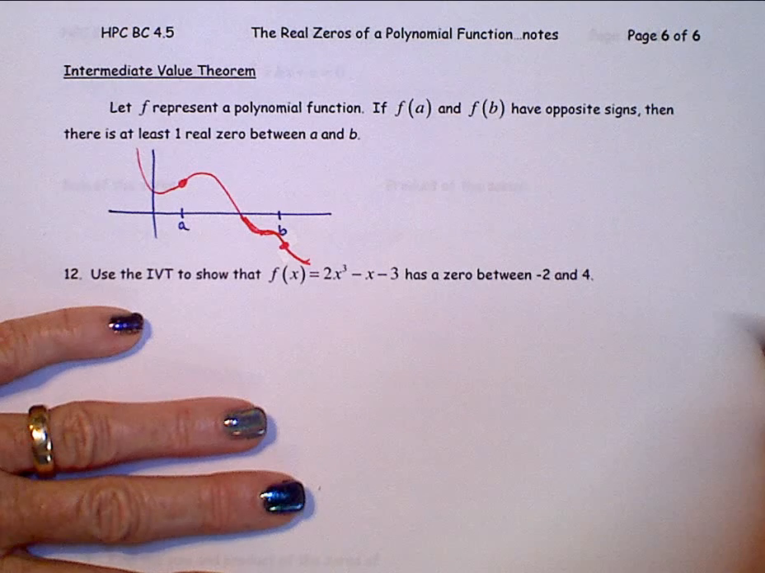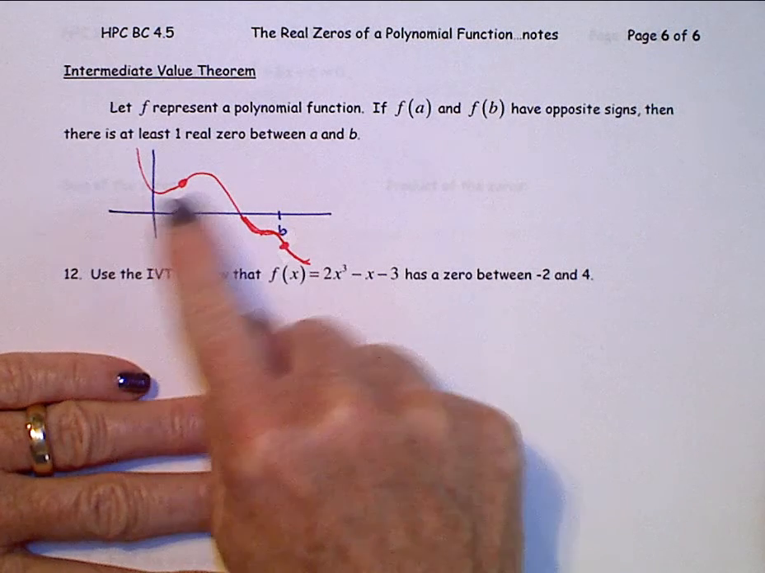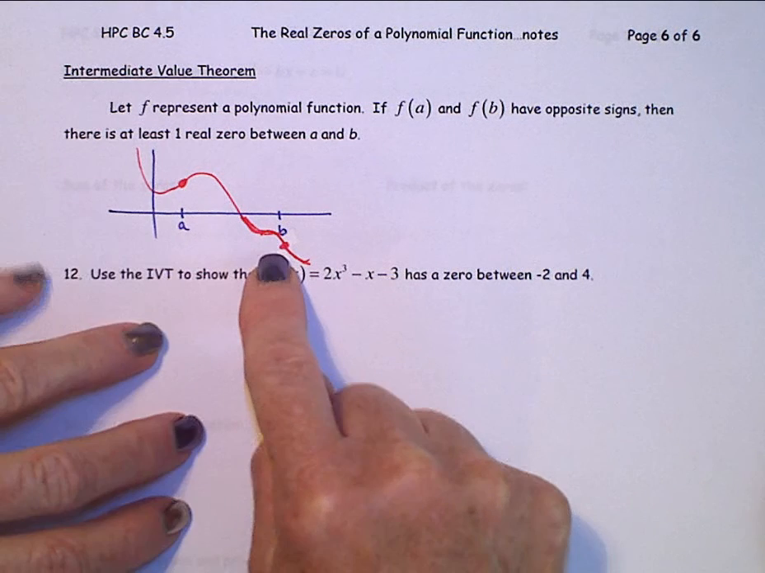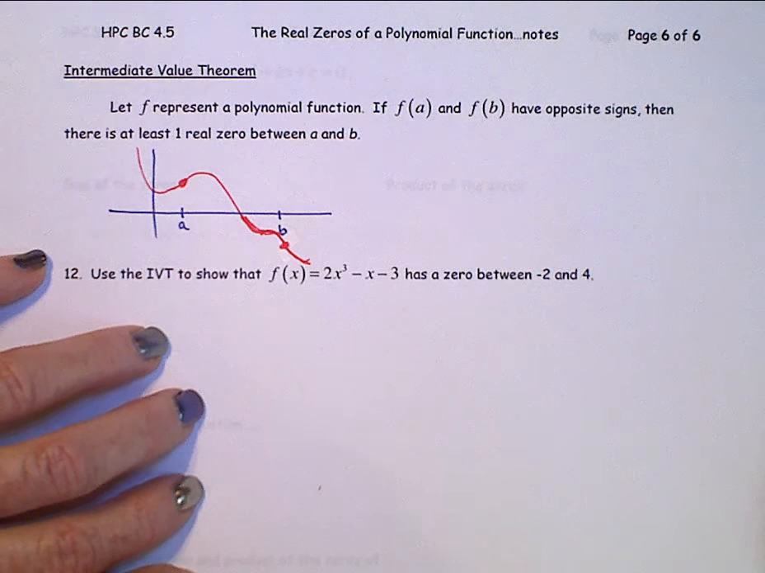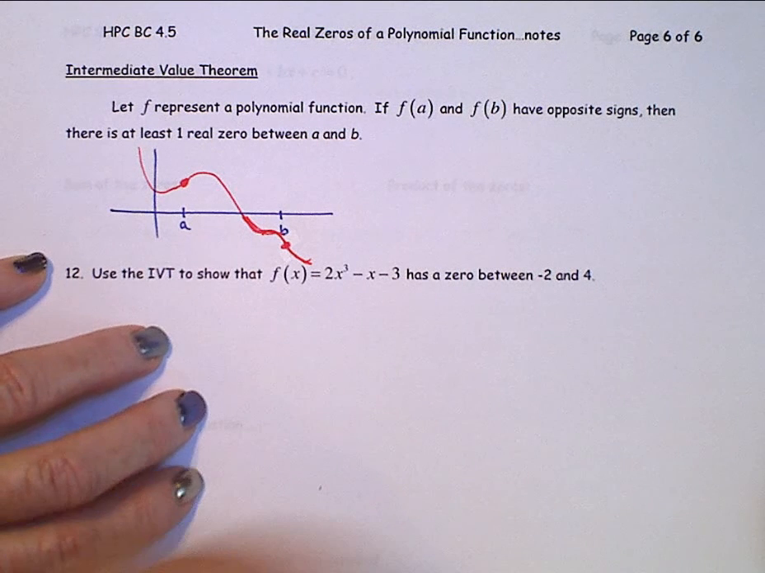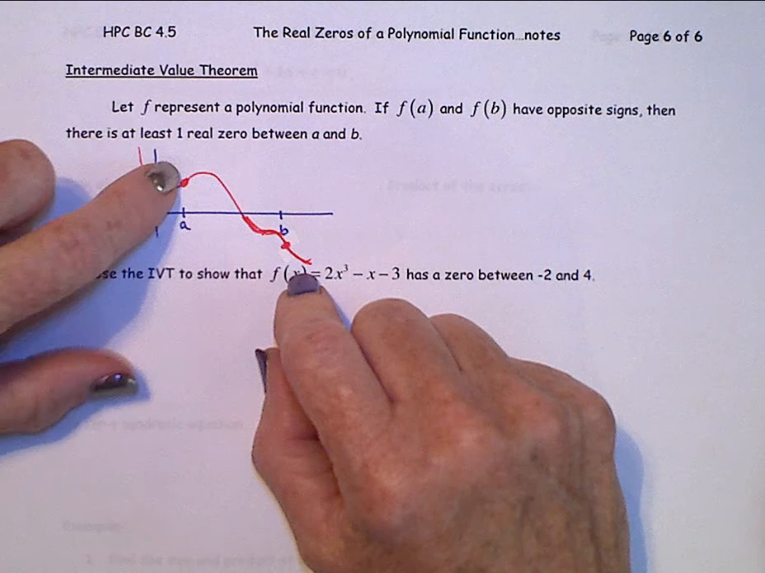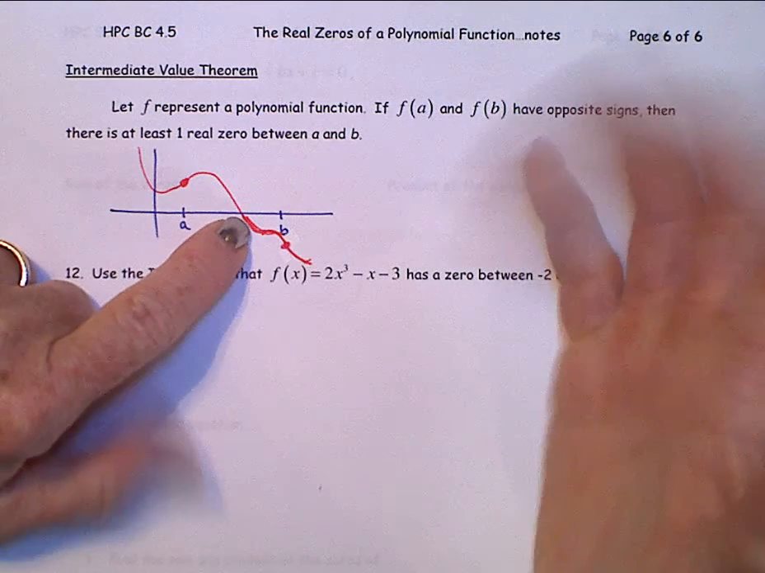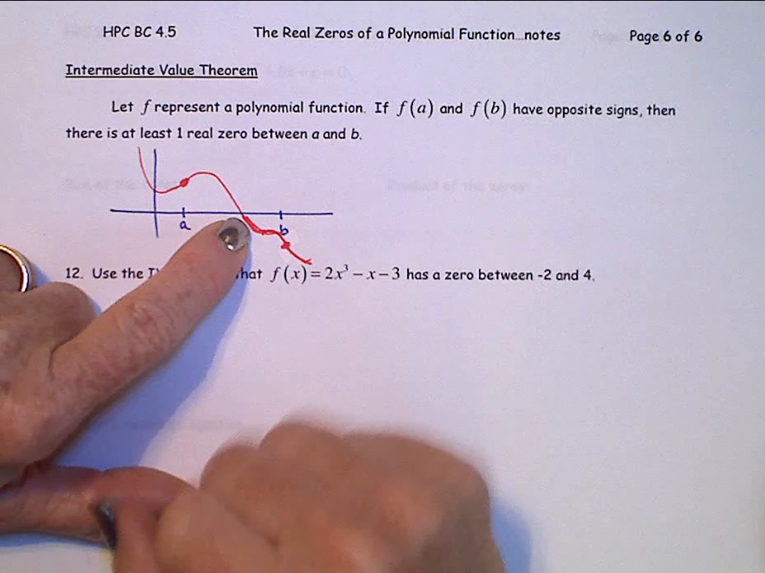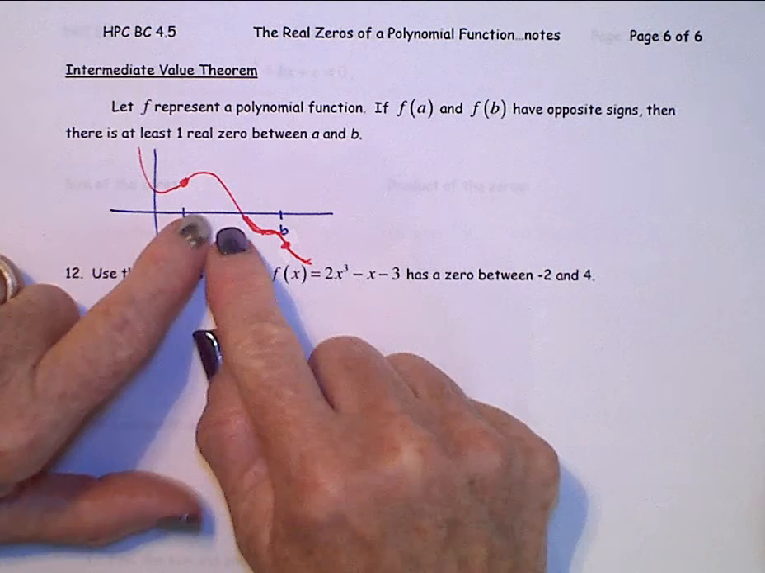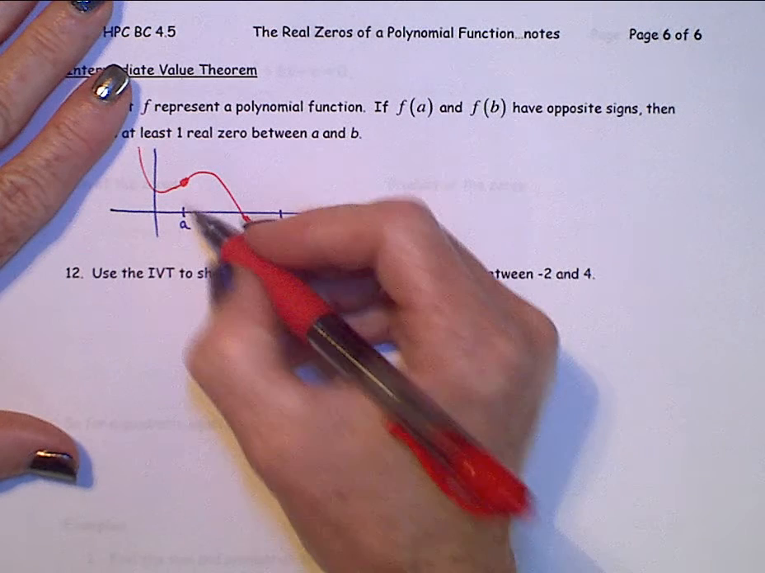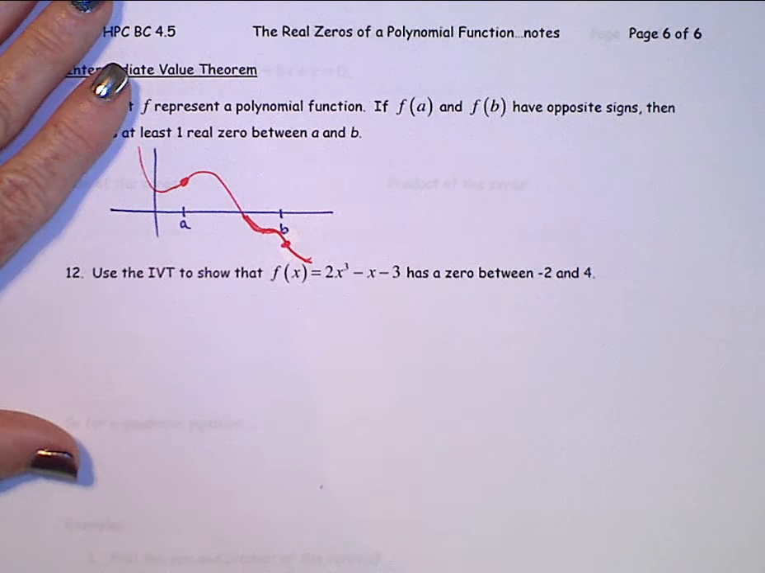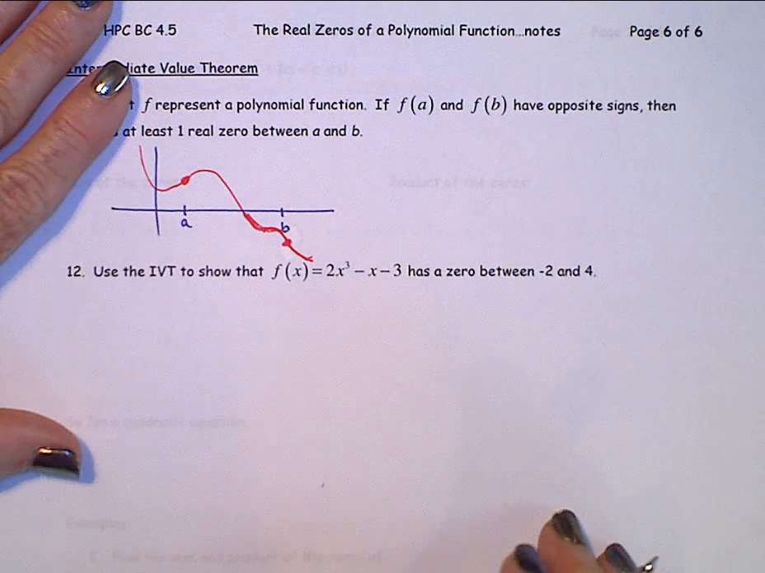And here's what it says. So we have some polynomial in between here where f of a and f of b are opposite signs. Then there is at least one real zero between a and b. If you're going from a positive y value to a negative y value, you must cross through 0. Not you, but the function must cross through 0. Could it cross more than once? Absolutely. We could make this thing bounce around in here and cross more than once. But it has to cross the x-axis at least once.